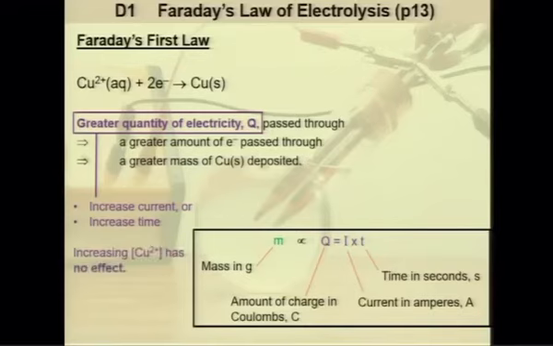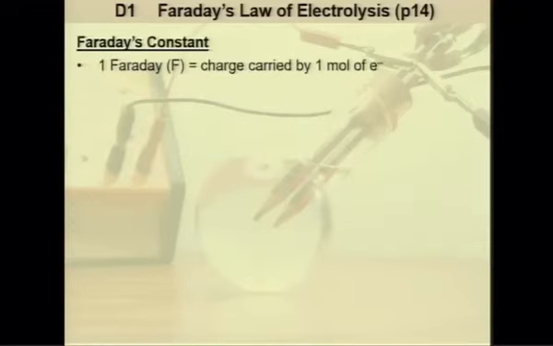Increasing the concentration of Co2+ has no effect on the mass of the product. Which leads me to Faraday's constant. Now, Faraday's constant is very important because it links charge to number of moles. Don't forget, when you do any chemistry calculations, in terms of calculating mass or calculating volume, you must link back to number of moles. And how do you link an electrical quantity back to number of moles? You need to use Faraday's constant.